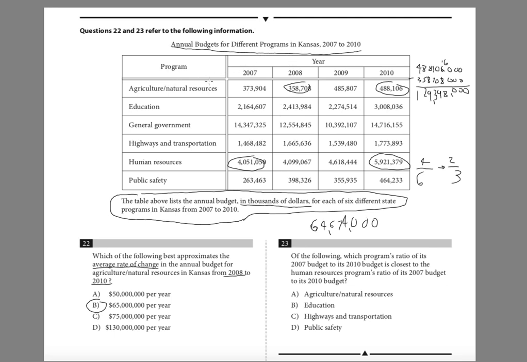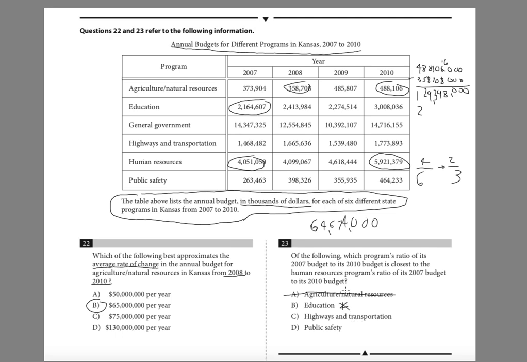Well, we look at agriculture. 373,904, 488,000. That doesn't look like 2 to 3, all right? Let's look at education. 2,164,607, 3,008,036. Well, that kind of looks like 2 to 3, right? If we eyeballed it and rounded things off. We have 2 million, we have 3 million. That kind of looks like 2 to 3, right? And look, education is one of our answers. And let's cross out agriculture right here because that's not an answer. But let's put a star on this, see, it might be an answer.